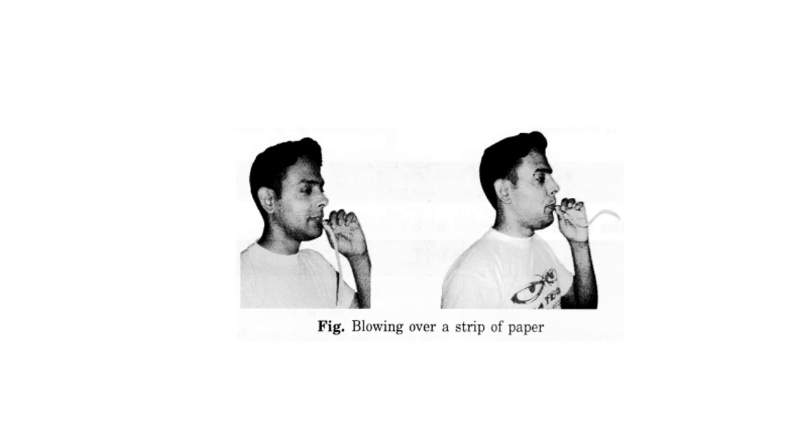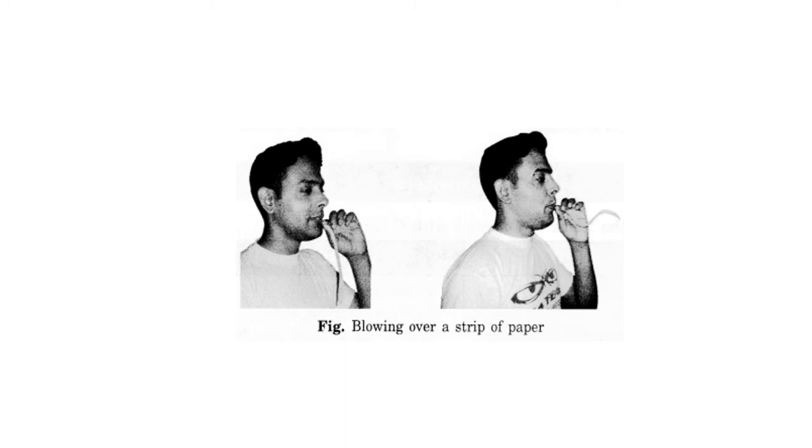Why does this happen? When we blow air into the mouth of the bottle, as in the previous experiment, the air near the mouth has higher speed. So this decreases the pressure. And the air pressure inside the bottle is higher than near the mouth. The air inside the bottle pushes the paper out.